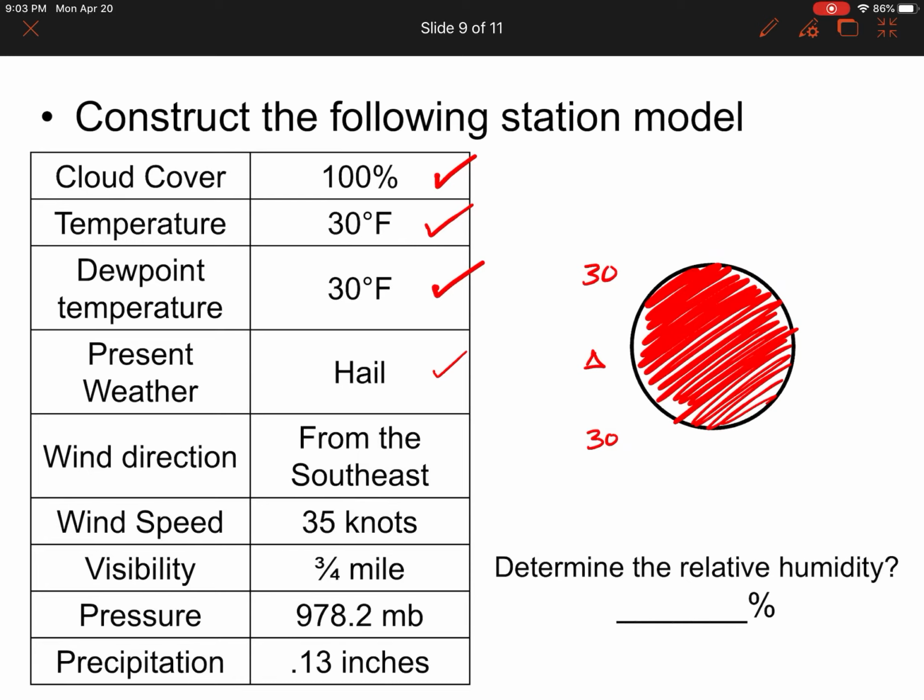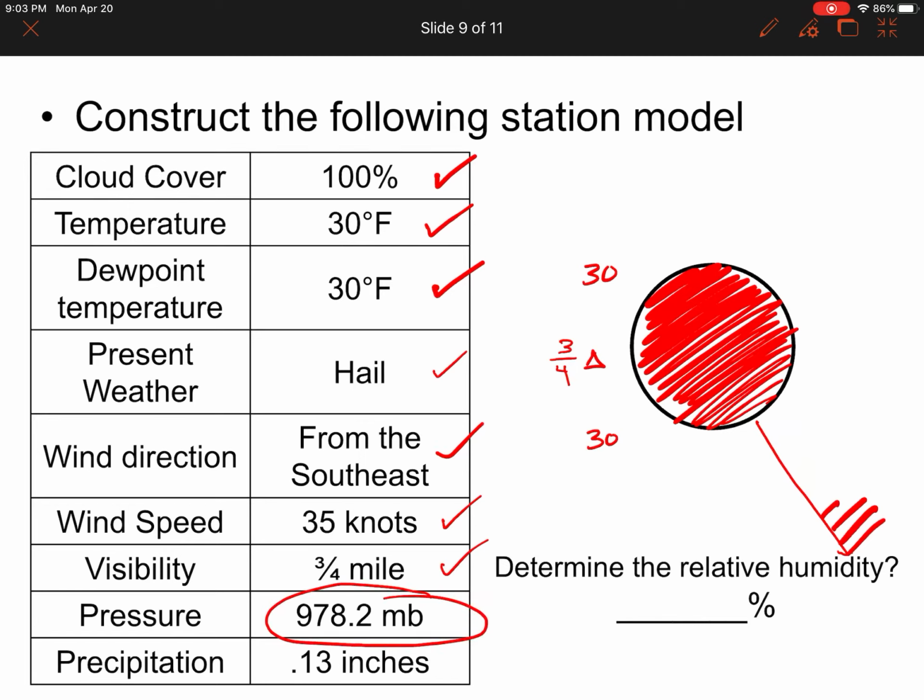Wind is coming from the southeast. Southeast is this way. And the wind speed is 35 knots. So every 10 is going to be a long feather, and then the 5 is a half a feather. So that's 35 knots. Visibility is 3/4 of a mile.